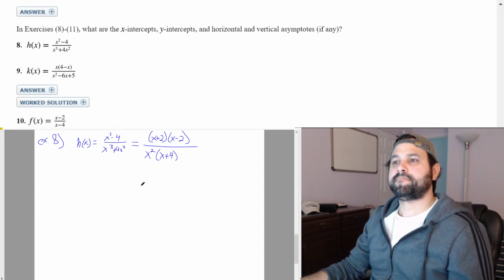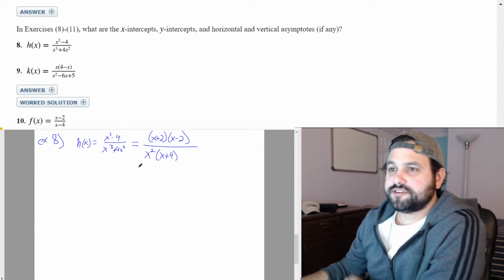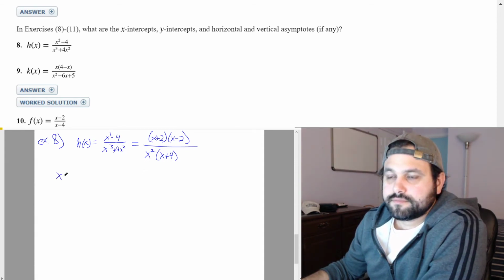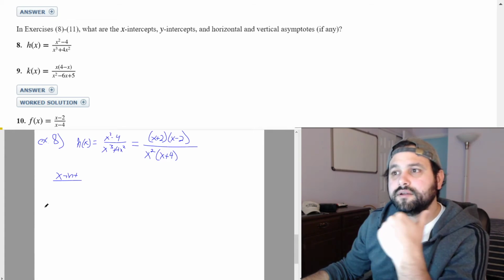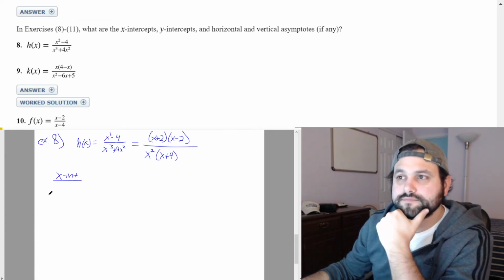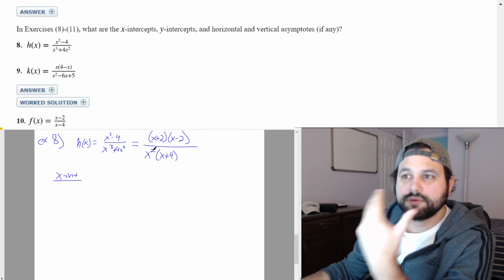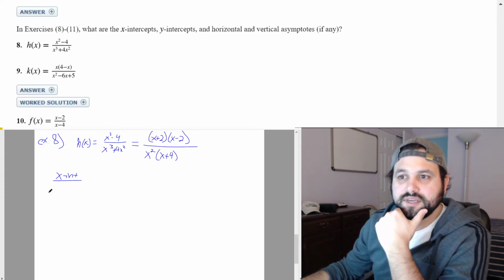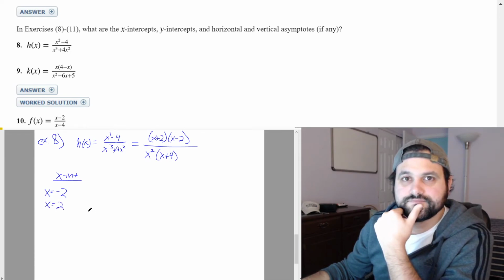Okay. So, x-intercepts. How do we find the x-intercepts? Set the numerator equal to 0. So I see x plus 2 and x minus 2. Hopefully we know that that means that we have zeros at x equals negative 2 and x equals positive 2. Okay?